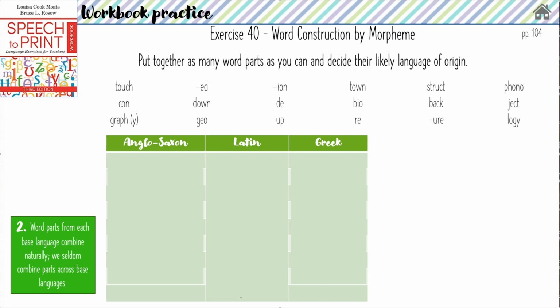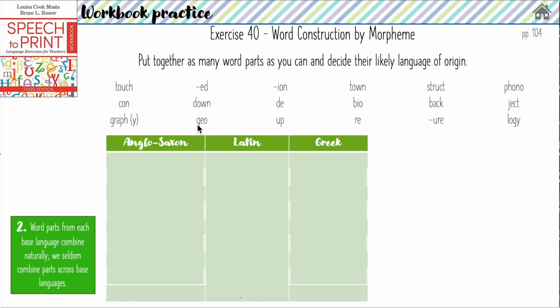Some of the word parts we combine naturally, and we don't usually cross over base languages. Like we won't usually take an Anglo-Saxon word part and join it with a Greek word part. We tend not to do that. Remember, with Latin, everyone has a certain order. You don't interchange the two. Greek can tend to be any order that makes a word that they like.